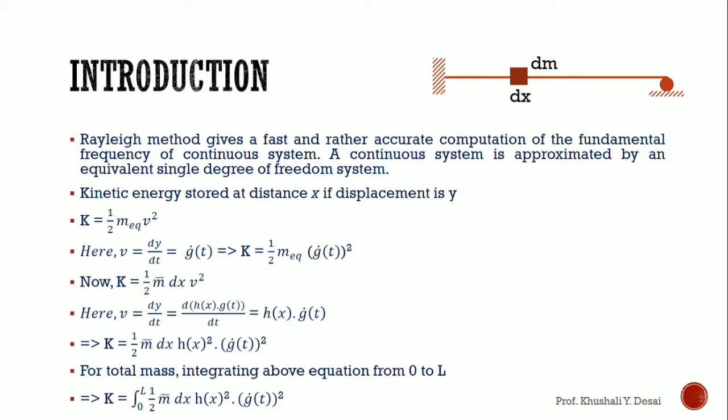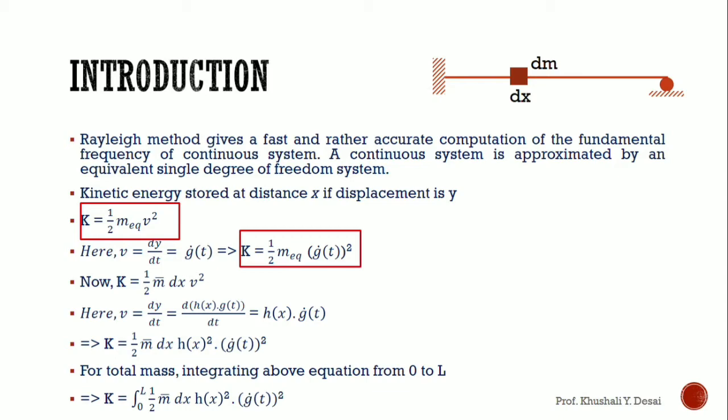Now, for a given propped cantilever beam here, if I want to find out the kinetic energy stored at distance x when the displacement is y, I'll get it as K equal to half m equivalent v square, when it is an equivalent SDOF, where v is nothing but the change of displacement with respect to time, which will be given as g dot t. Hence, the value of K becomes half m equivalent g dot t the whole square.